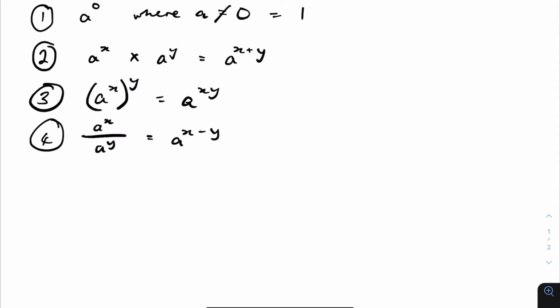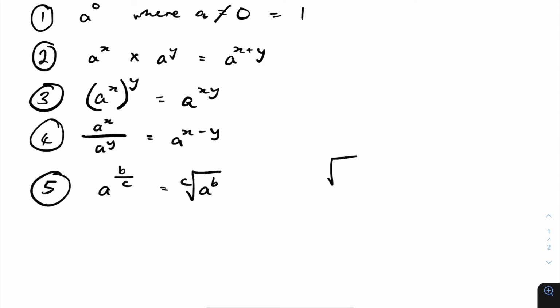All right, the next rule we'll be looking at, number 5, is a to the power of b over c is the same as the c-th root of a to the power of b. Because let's take an example. Let's say we had the cube root of 5 squared. That's equal to 5 to the power of 2 over 3.